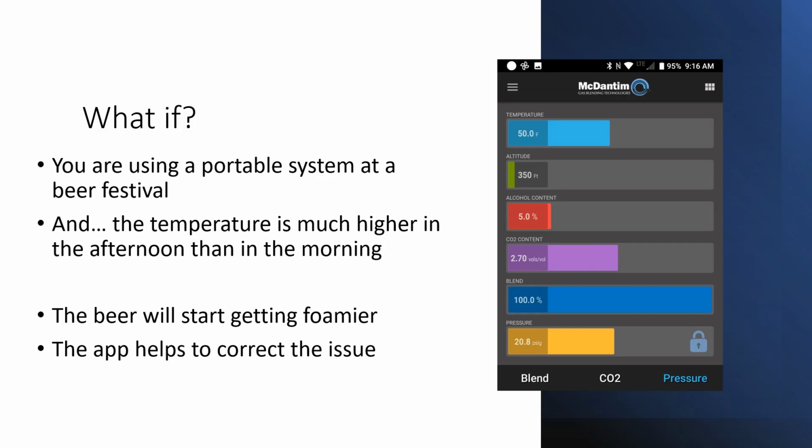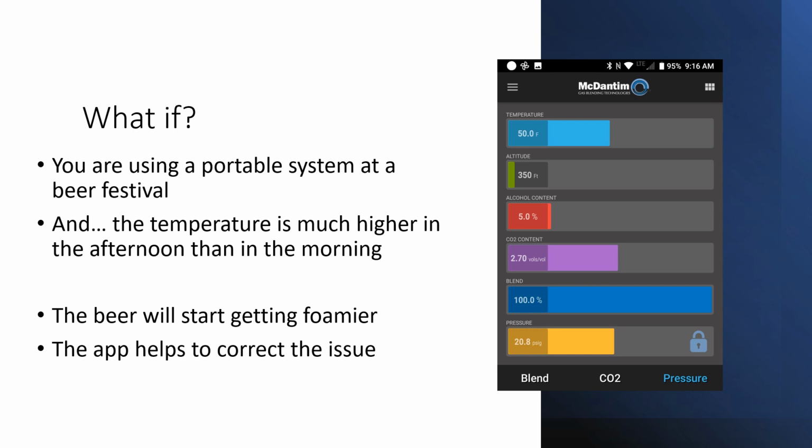So what if you're using a portable system at a beer festival and the temperature is much higher in the afternoon than in the morning? Well, your beer is going to get foamy. This is a situation where this app is beautiful. At this beer festival, with jockey boxes or flash coolers, the temperature at the beginning of the day is going to be around 38 degrees Fahrenheit, but halfway through the day it rises and the beer naturally gets foamy.